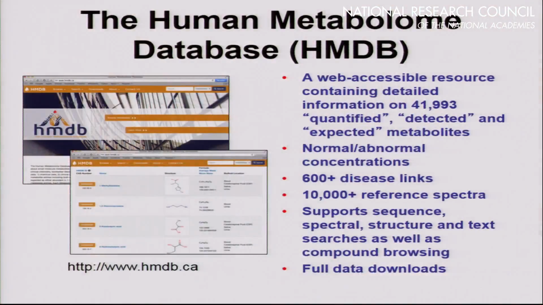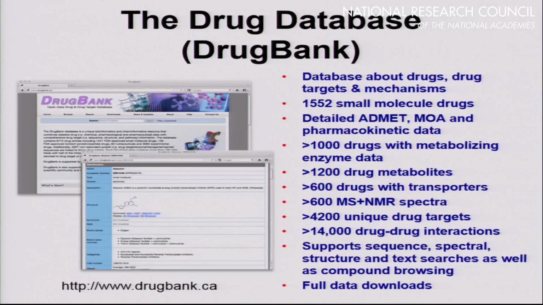So the Human Metabolome Database right now contains almost 42,000 compounds. We have classified them into quantified and detected, as well as expected ones, which are ones that we know from biology and physiology that they have to exist, but we just haven't got the sensitivity to detect them. We've collected lots of concentration data. We've linked them to many, many diseases, lots of reference spectra. And the tools are designed so people can use them to search not only just by text, but they can search by spectra, they can search by structure, they can search by sequence, and so on. All of the data is free and freely downloadable.